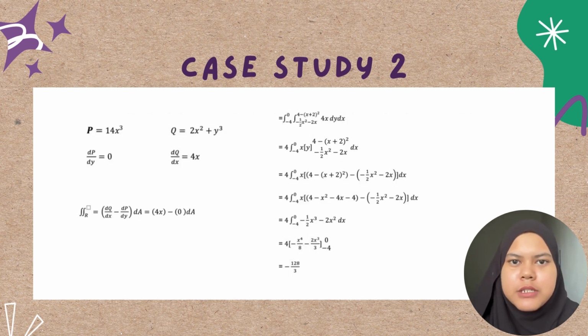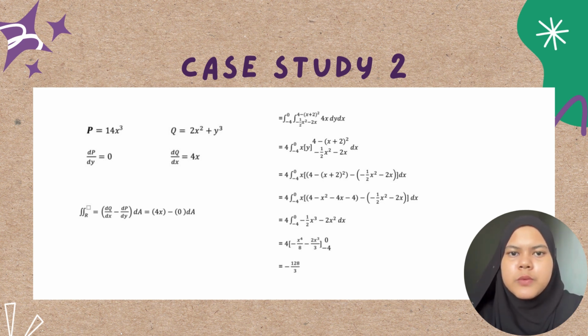For the manual calculation, the first step is to find P and Q. P is 14x cubed and Q is 2x squared plus y cubed. Next, we differentiate P with respect to y and Q with respect to x. The result of differentiating P is 0 and Q is 4x. From this, we put the results into Green's theorem formula, which is the double integral of dQ/dx minus dP/dy dA. So 4x minus 0, we get 4x. Then we can proceed with the integration.